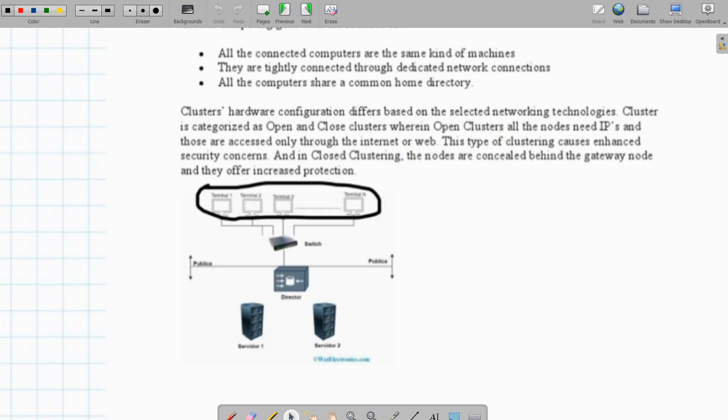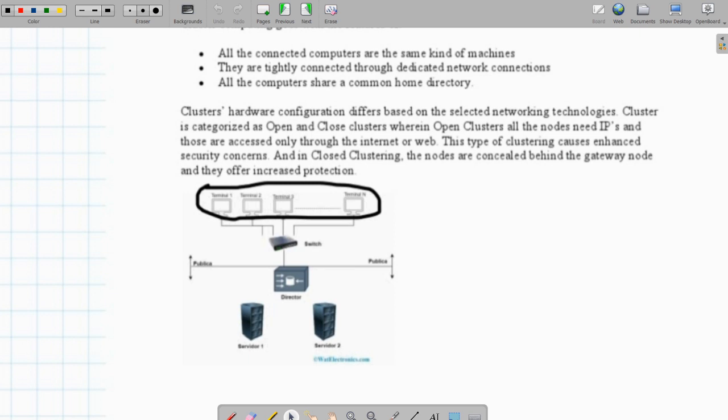Now, obviously the problem which comes with this is, as you are accessing everything via web, this type of clustering causes enhanced security concerns. This is obvious. Whenever you access something over the web or internet, added security concerns are always there.